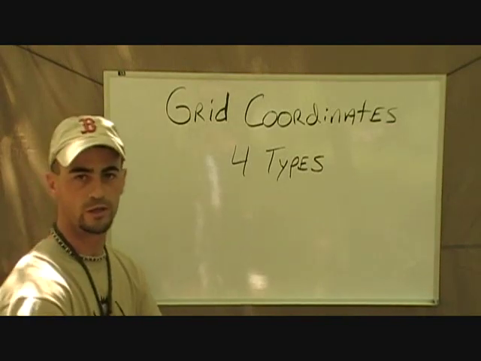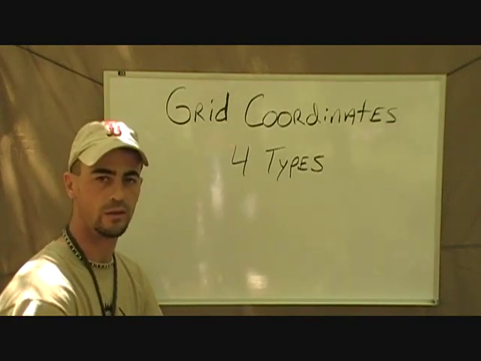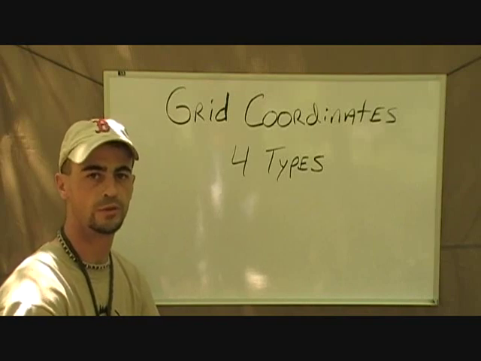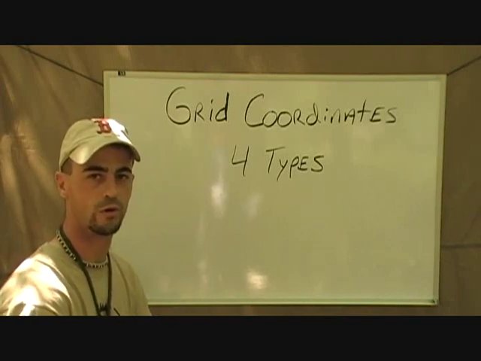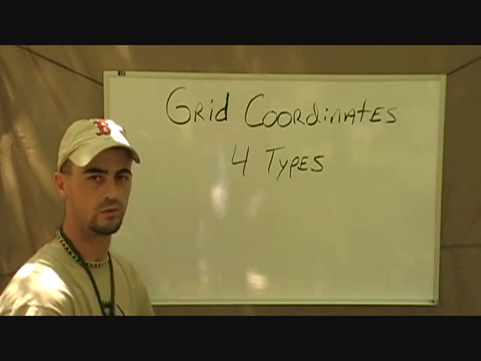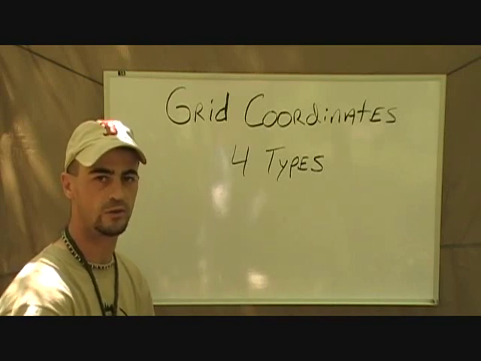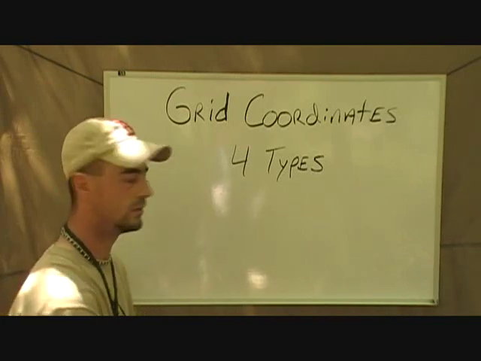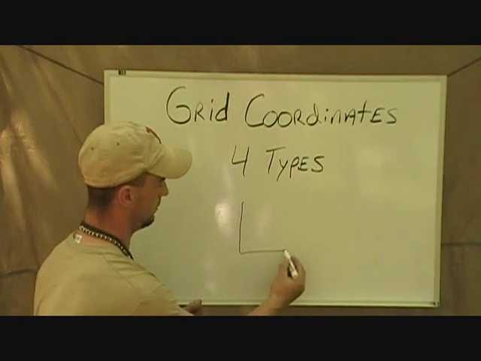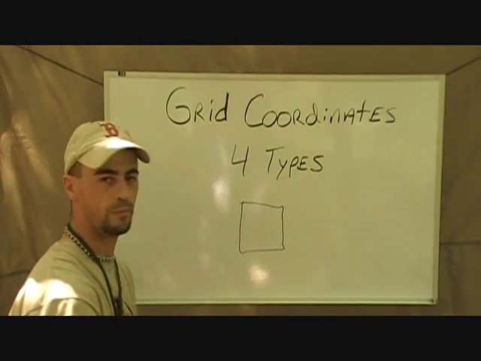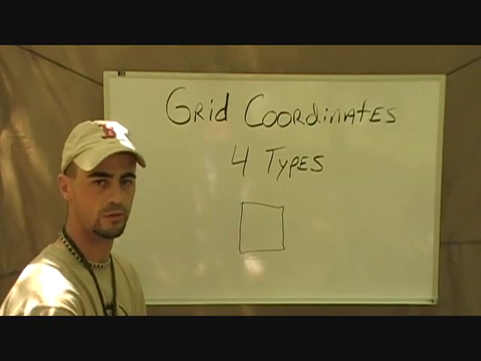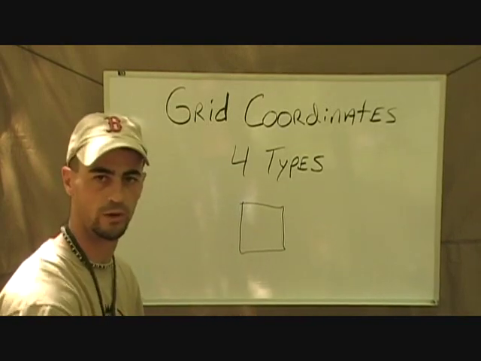Alright, 4-digit grid. Again, keep in mind that this is all dealing with military maps. But a 4-digit grid coordinate is going to get you in 1,000 meter by 1,000 meter, which is a grid square. So on the map, a 4-digit grid coordinate will get you 1 grid square.